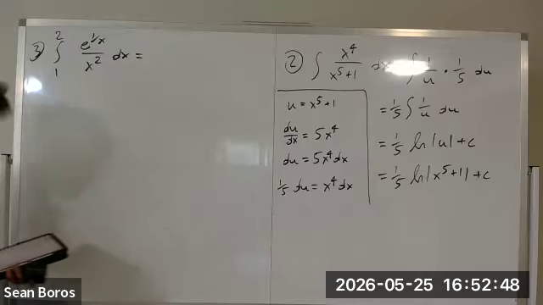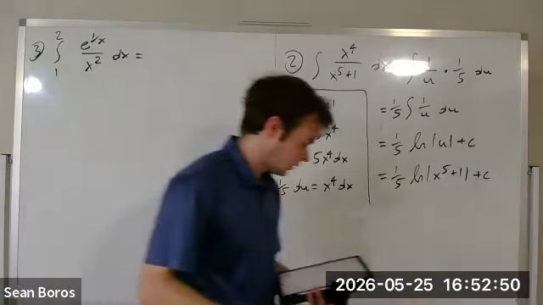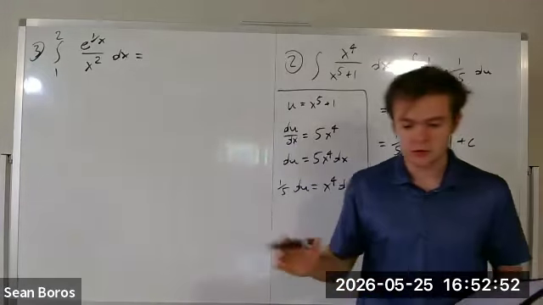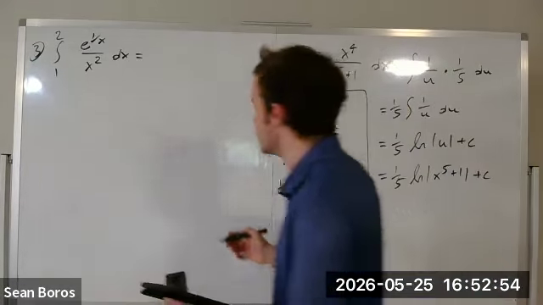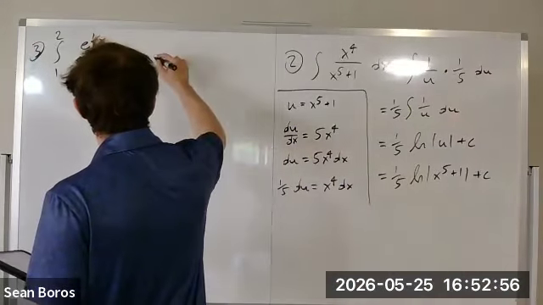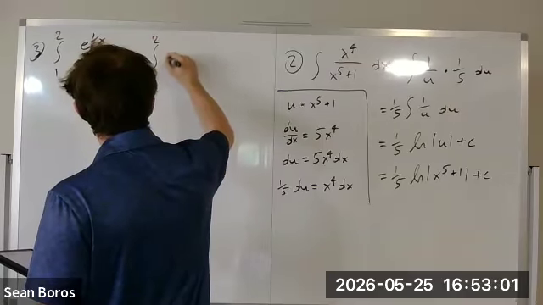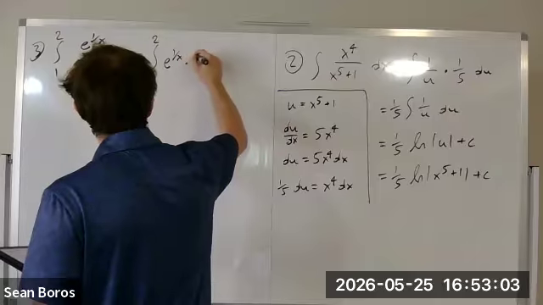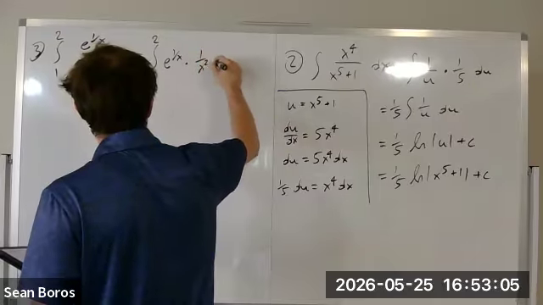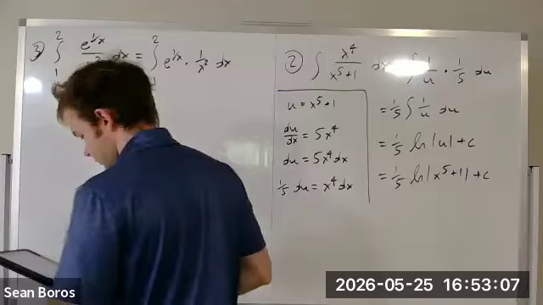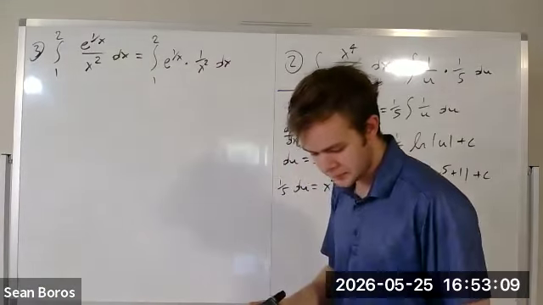And once again, we need to find an inside function and an outside. But first, let me just go ahead and rewrite this thing. So we can rewrite this as the integral from 1 to 2 of e to the 1 over x times 1 over x squared dx.